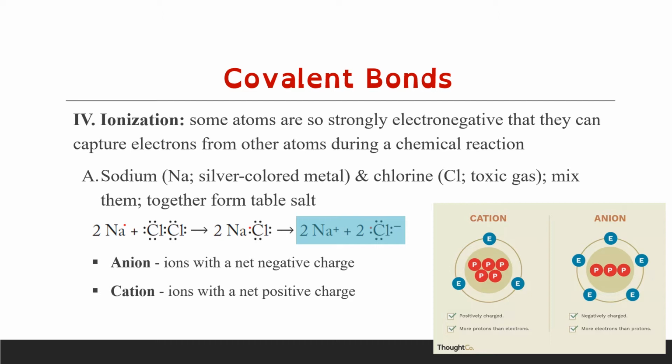Just by looking at the example on the screen right now of how you can determine the difference between an anion and a cation, it is more about the number of protons than your electrons. You call it a cation when it's positively charged and there are more protons than electrons. It is termed an anion if the atom is negatively charged and there are more electrons than protons.